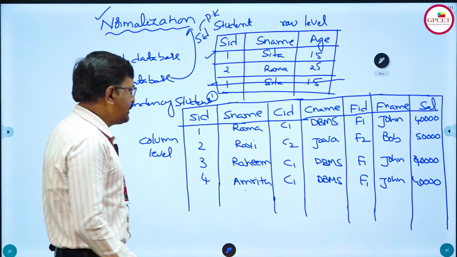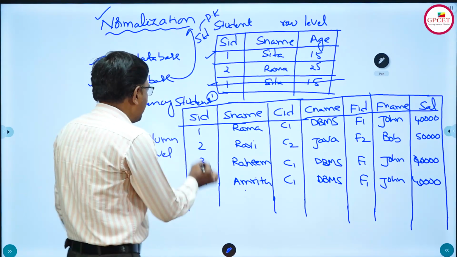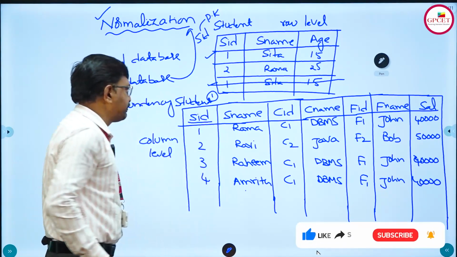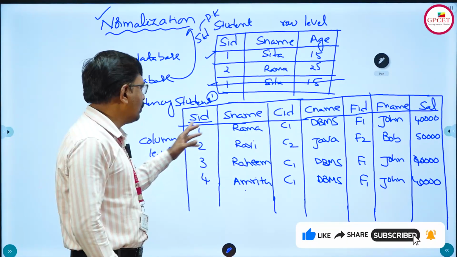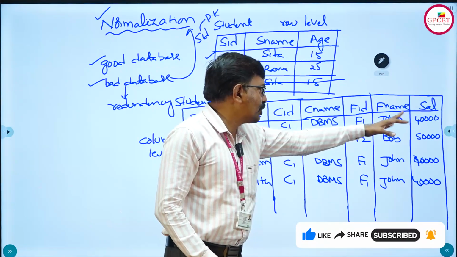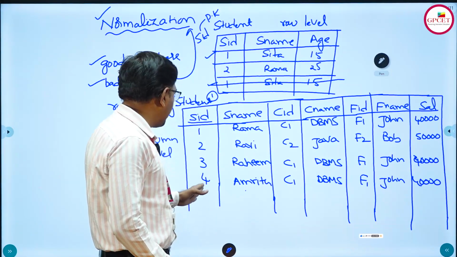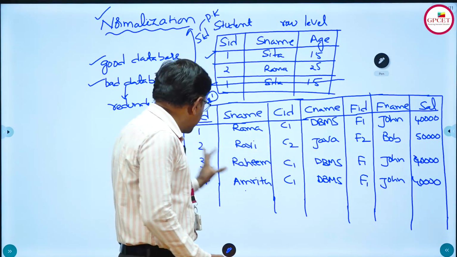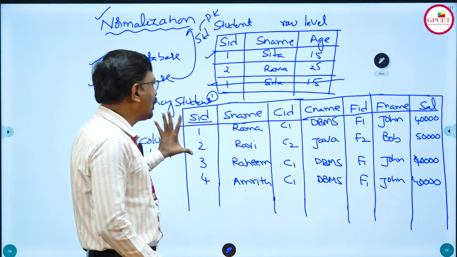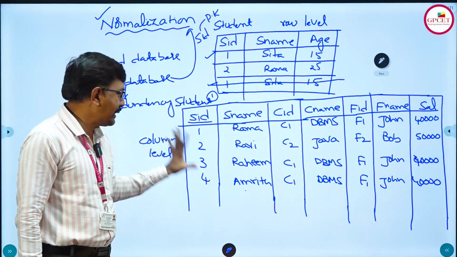Observe here, SID is a primary key. Is there any row level duplication? No. 1 Rama C1 DBMS F1 John 4000. Is there any other 1 Rama? Here there is a 2 Ravi C2. Is there any other 2 Ravi C2? No, there is no row level duplication in the second table.